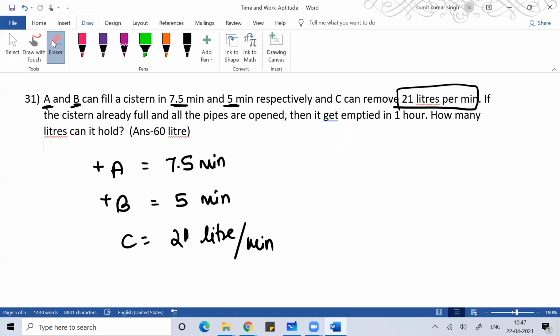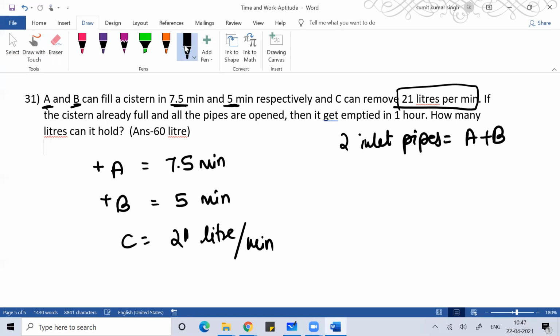Now you can see A and B are two inlet pipes, like in the previous problem, and you have an outlet pipe called C. They have given the speed of C: C can remove all the water, and the speed of C is given as 21 liters per minute, and the times of A and B are given as 7.5 minutes and 5 minutes.